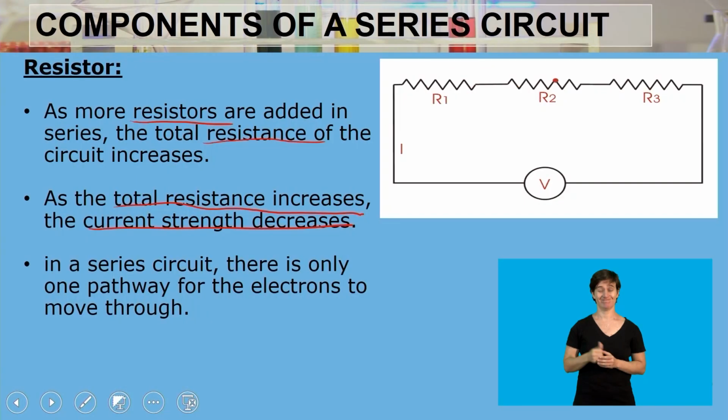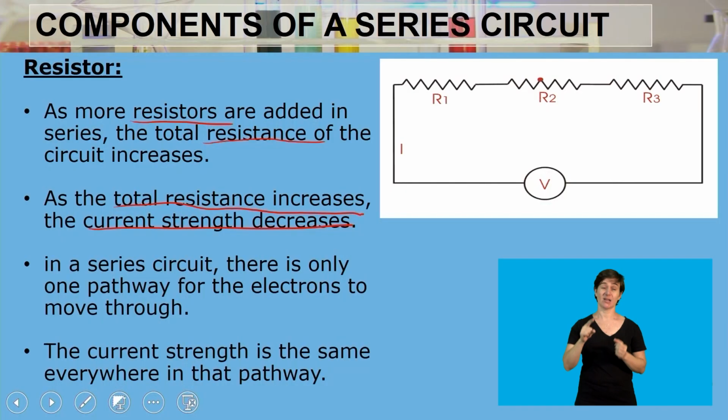Furthermore, in a series circuit, there's only one pathway for the electrons to move through. So in a series circuit, the current is going to be moving in one pathway from one point to the other, from the negative terminal through the wires and back to the positive terminal. And then lastly, the current strength is the same everywhere in that pathway.